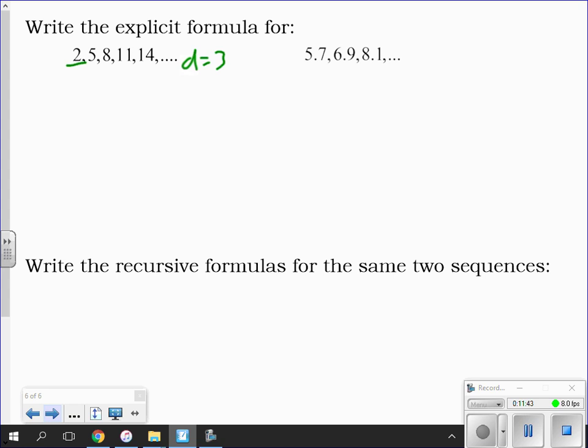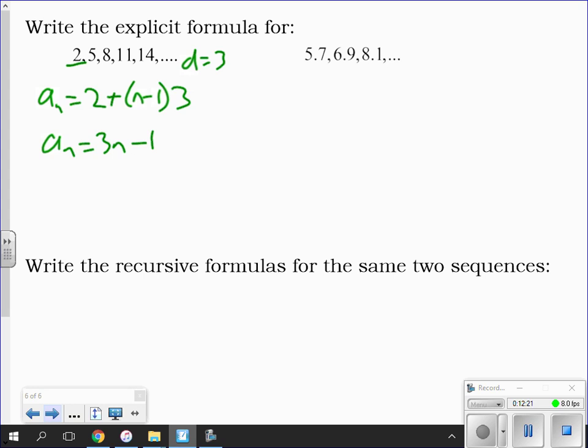So we go back to our explicit formula, and we have A sub n is equal to the first number, 2, plus n minus 1 times our D. That is our explicit formula. Now, however, we want to simplify this a little bit, distribute the 3, and so on, and we get A sub n is equal to 3n minus 1. Distribute the 3, combine like terms, and this is your explicit formula. This is what we want to do. Make it as simple as possible.